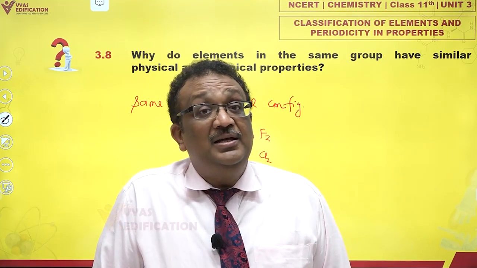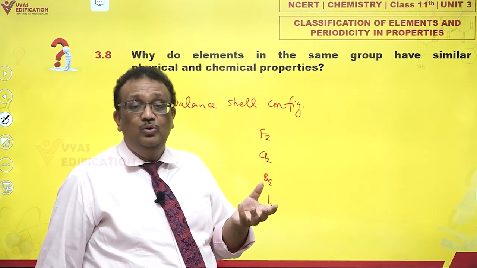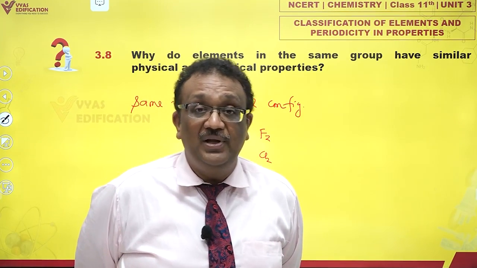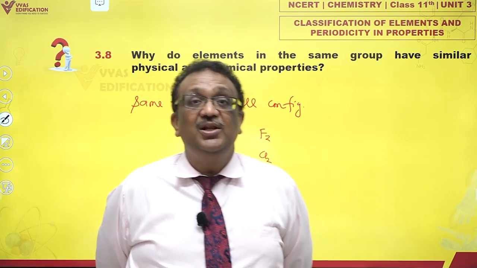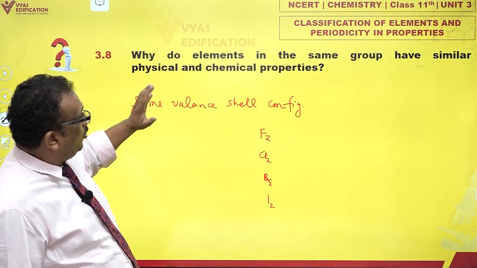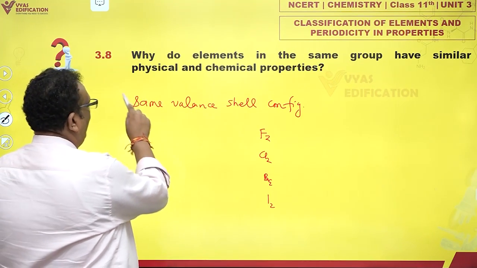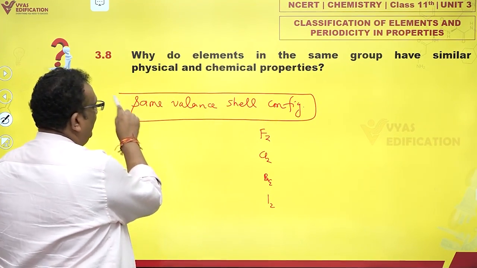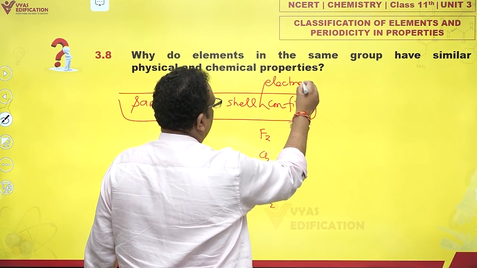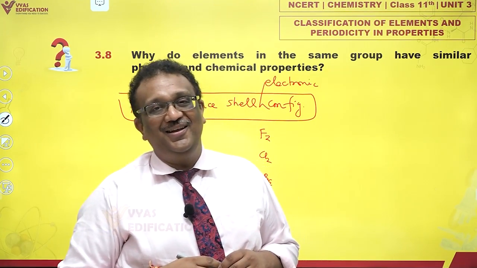That is why, since the atomicity or the structure of molecules is similar, you find that physical properties also tend to be reasonably similar as we move down the group. So all the similarity in physical and chemical properties largely depends on the same valence shell electronic configuration, and this is the key to all similarity.